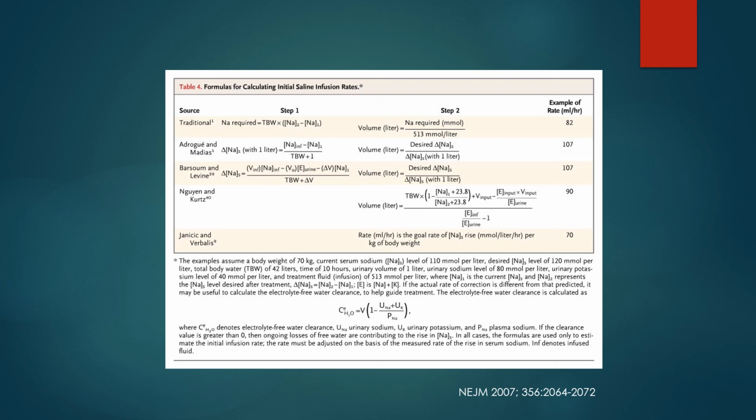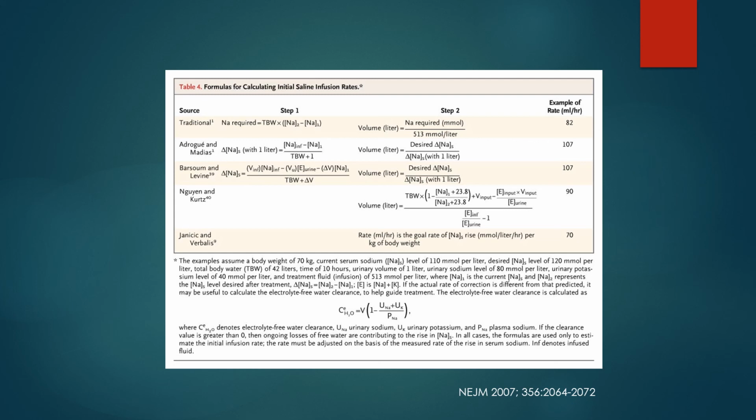What they found was that administering 3% saline at a rate of 1 to 2 mL per kilo per hour will correct the serum sodium at a rate of 1 to 2 milliequivalents per liter per hour. If you want to correct the sodium at a rate of 0.5 milliequivalents per liter per hour, you'd give 3% hypertonic saline at a rate of 0.5 mL per kilo per hour based on ideal body weight.